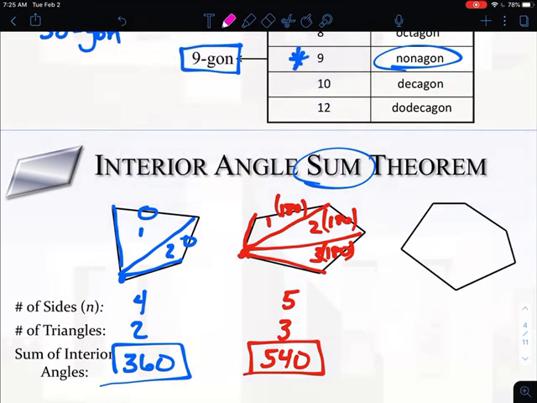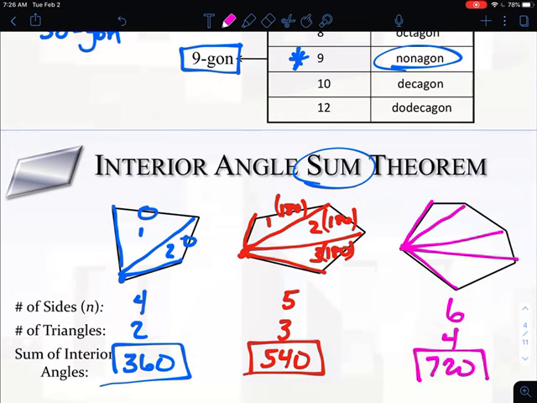We can continue this process, and if we go to our 6-sided object, our hexagon, if I connect all the corners, we see that we create 4 different triangles. So if we add all that up, it's going to come to a total of 720. What's important to note here is that every time we found the sum of the interior angles, we used how many triangles were in play. How many triangles could we make, and then multiply that by 180.